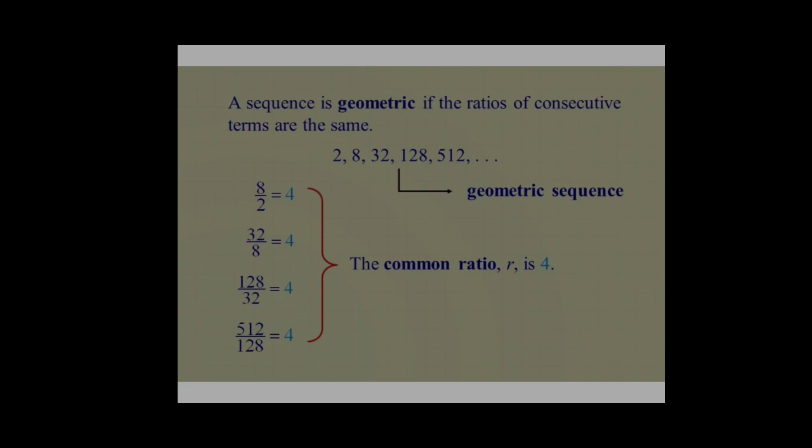To find the ratio, we divide the second term by the first term. So 8 divided by 2 is 4. Then the third term divided by the second term, 32 divided by 8, equals 4, and so on. So their common ratio is 4. That's a geometric sequence, since they have the same common ratio.